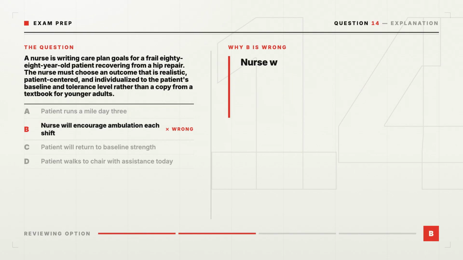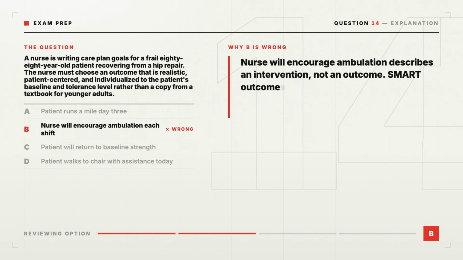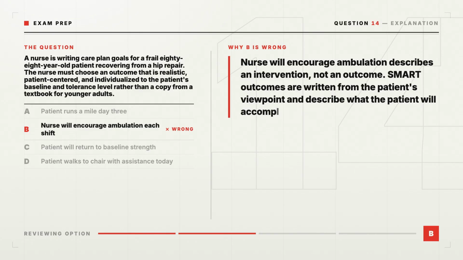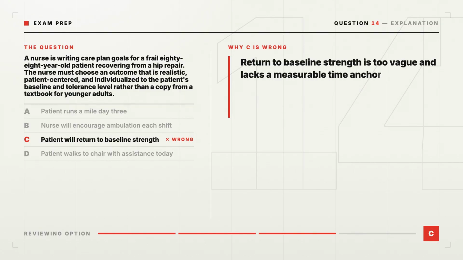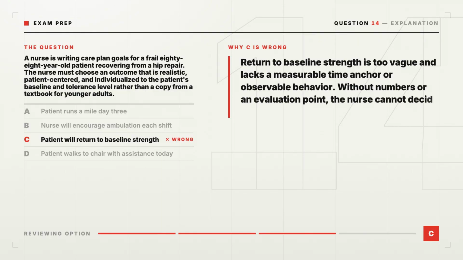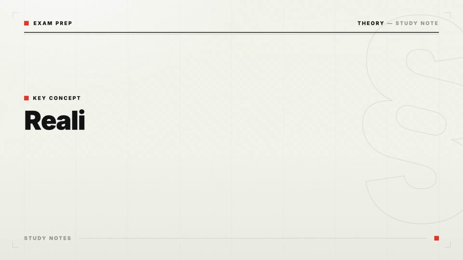B is wrong because nurse will encourage ambulation describes an intervention, not an outcome. Smart outcomes are written from the patient's viewpoint and describe what the patient will accomplish, feel, or demonstrate during the shift. C is wrong because return to baseline strength is too vague and lacks a measurable time anchor or observable behavior. Without numbers or an evaluation point, the nurse cannot decide whether the goal has been met today.